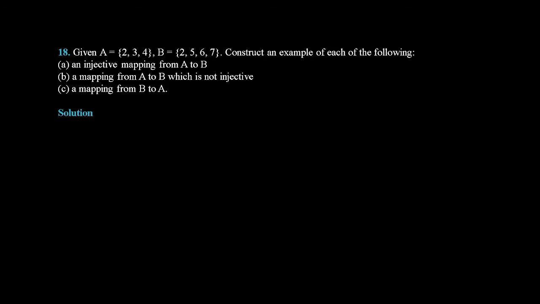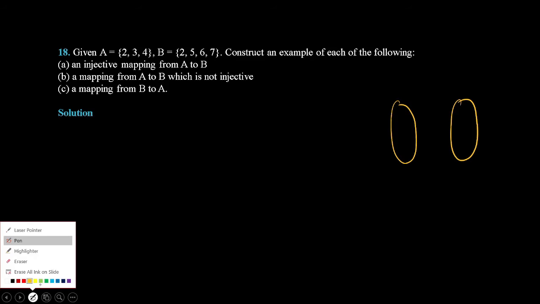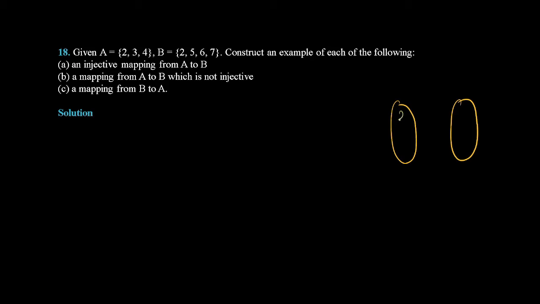Okay. Now in the next example, two sets A and B are given. We have to construct an example of each of the following. Suppose we have two sets here. This is A and this is B. The elements of the sets are 2, 3, 4 and 2, 5, 6, 7. This is my A set, this is my B set.